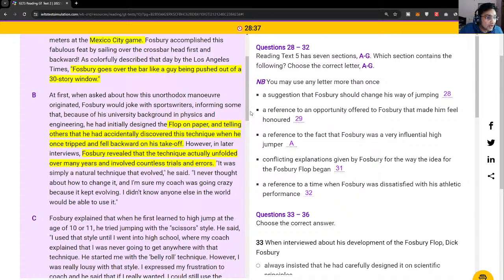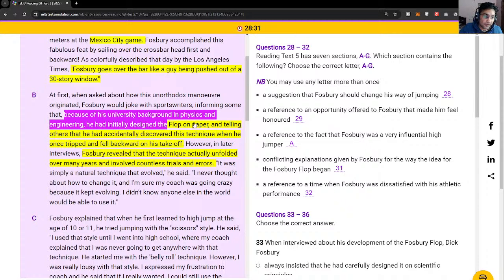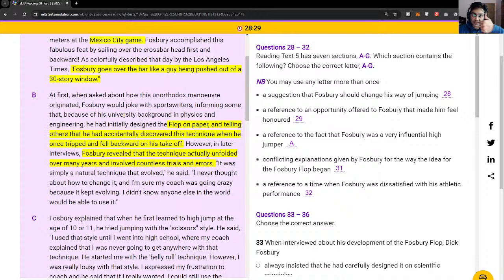So we have informing some that because of his university background, he had initially designed it on paper. So this was the first explanation. The other one was telling others he had accidentally discovered this technique. However, in later interviews, he revealed that it actually unfolded over many years. So there are actually three conflicting explanations, which are given by Fosbury himself, for the way the idea of the Fosbury flop began.